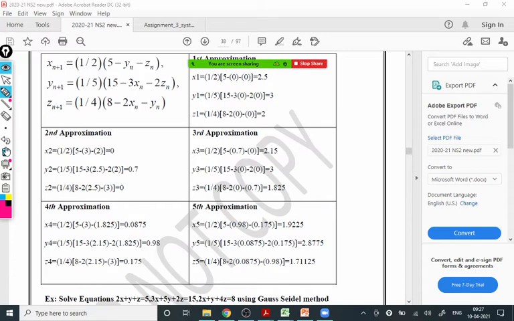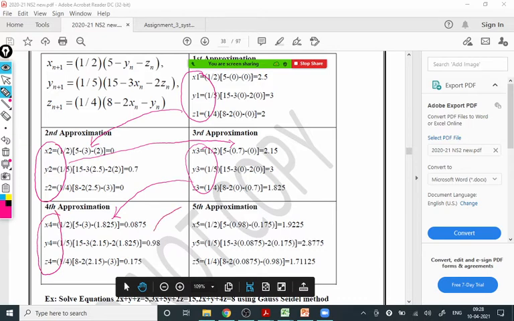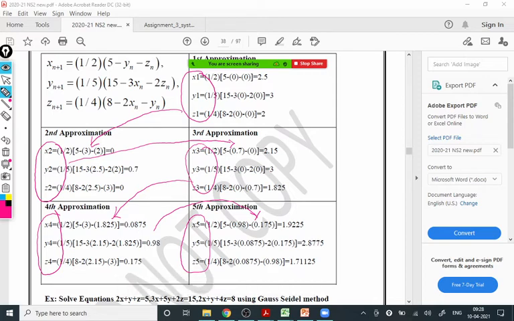In this case, x2, y2, z2 depend on the values we used here. Now these values, x2, y2, z2, we use here to get x3, y3, z3. Now these x3, y3, z3 are used here to get x4, y4, z4, and these values are used here to get x5, y5, z5. So that way it continues. The set of values we use to get the first iteration, the first iteration values we use to get the second iteration, and so on.